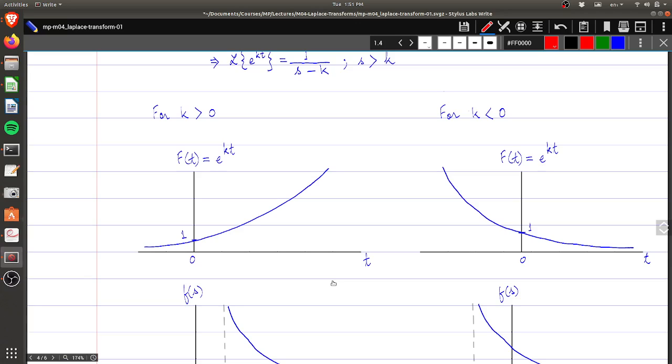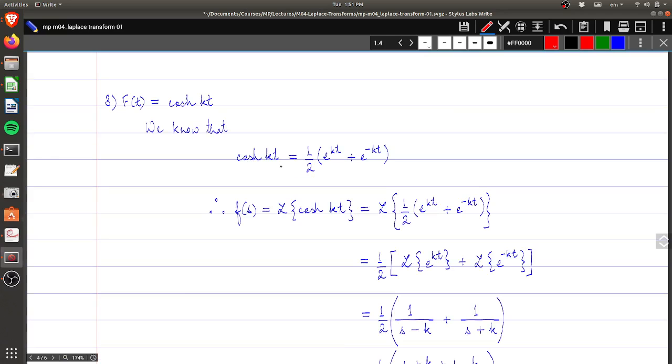Okay, so now the next function we'd like to find out is the Laplace transform of the hyperbolic cos function, cosh kt. If you remember your undergraduate course, the hyperbolic function is defined this way: cosh kt is equal to half of e to the power kt plus e to the power minus kt. In the case of sinh, there will be a minus sign here.